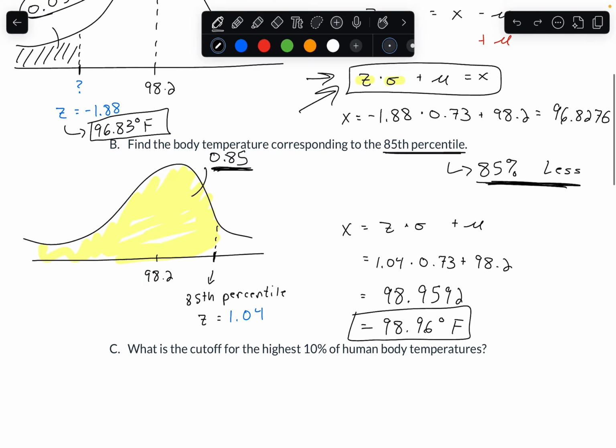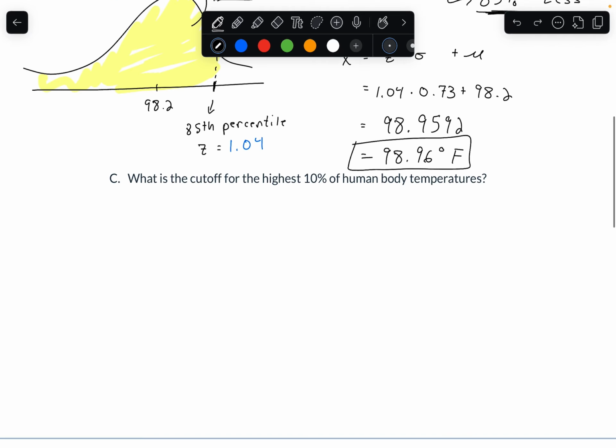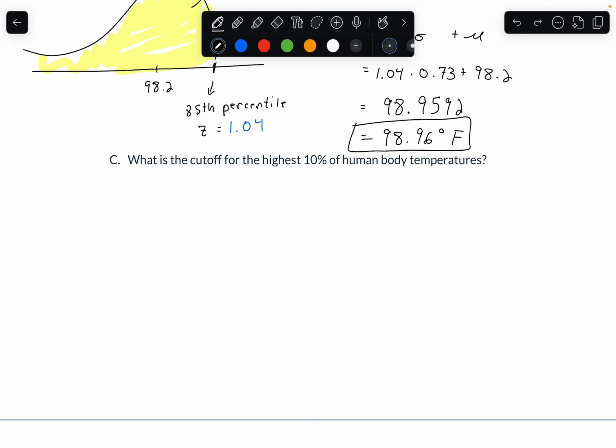Let's look at one last example here. Part C says, what is the cutoff for the highest 10% of human body temperatures? So this one's a little bit different because I'm not looking at area to the left, I'm looking at area to the right. So we're going to have to be a little bit creative, but shouldn't be too bad. You can probably guess the tools that we're going to use.